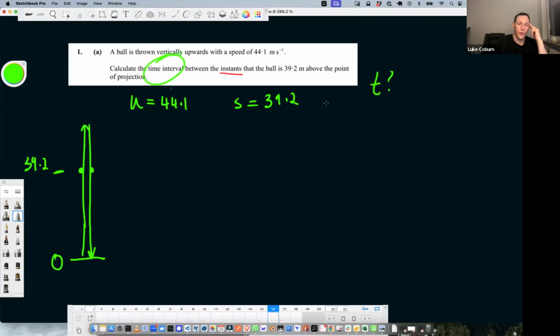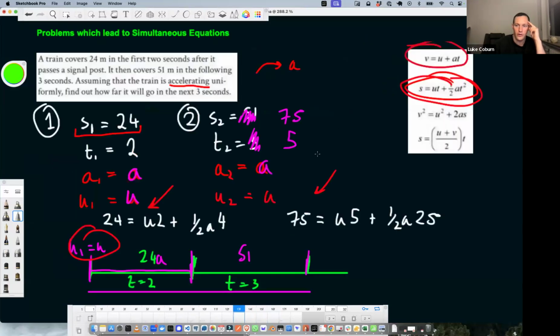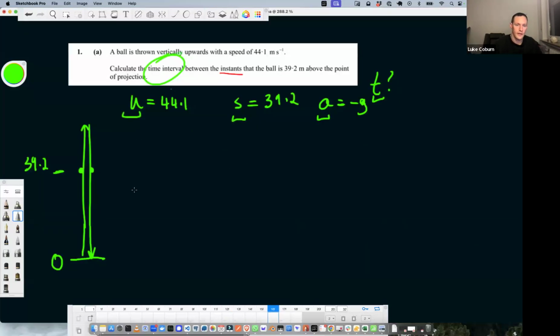Okay, so what else do we have here? Well, we also know that A is equal to minus G. It's minus G this time because the particle is thrown up. So upward is the direction that we consider positive now, because it's the direction the ball was going. That means gravity pointing down would make gravity negative. If we look at this, we have a U, an S, an A, and a T. So that tells me I want to use the equation S is equal to UT plus a half AT squared.